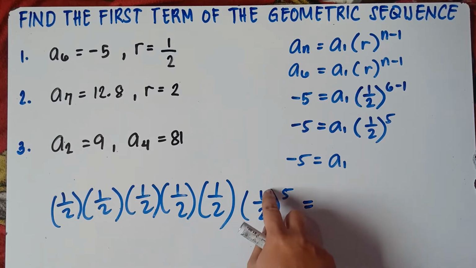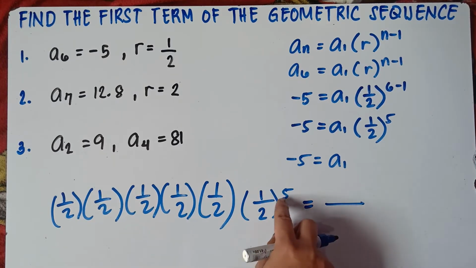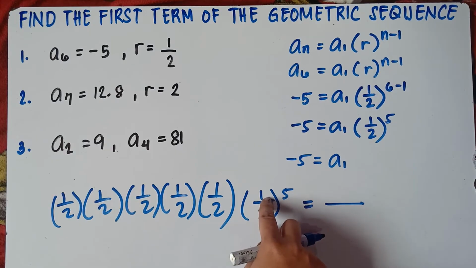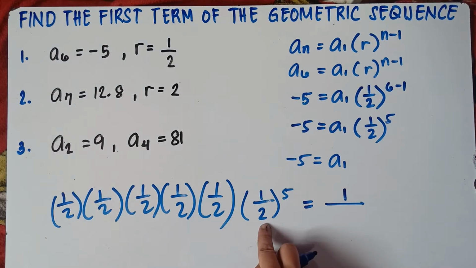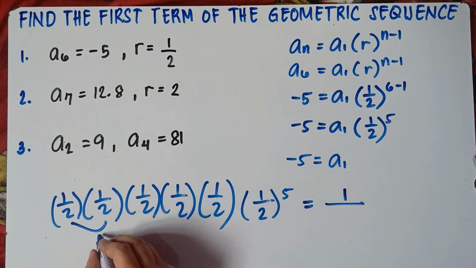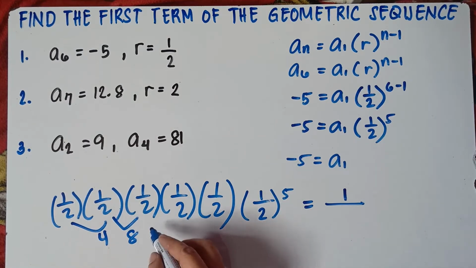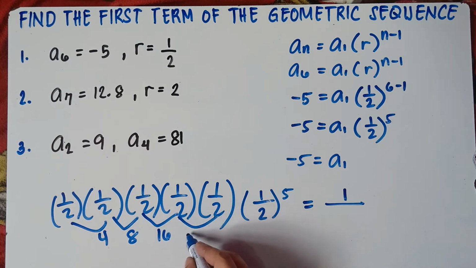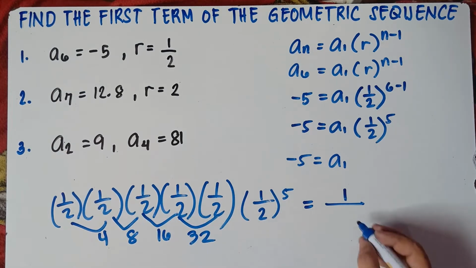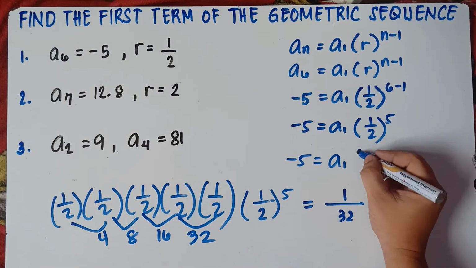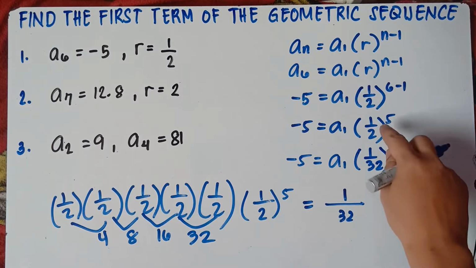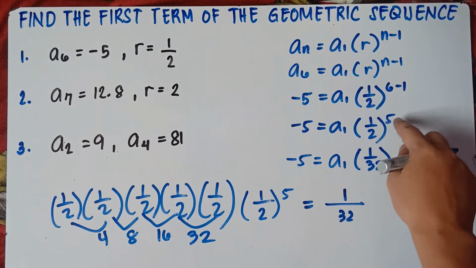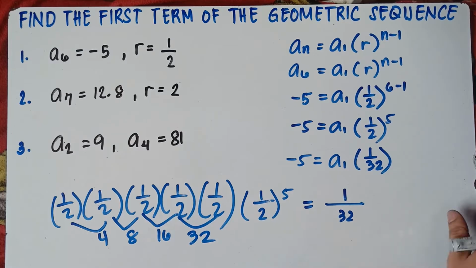So in this scenario, 1 raised to the power of 5, you multiply 1 by itself 5 times, that is still 1. And 2 raised to the power of 5, you multiply 2 by itself 5 times. 2 times 2 is 4, times 2 is 8, times 2 is 16, times 2 is 32. So this will be 1 over 32. Once again, 1/2 raised to the power of 5, you multiply 1/2 by itself 5 times, you get 1 over 32.